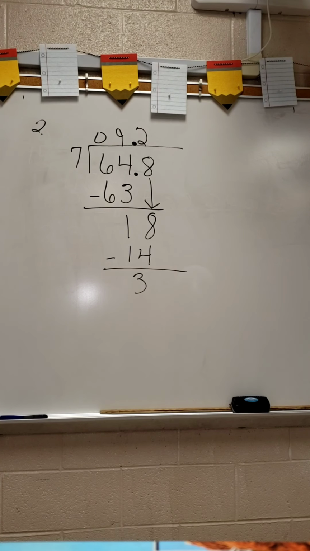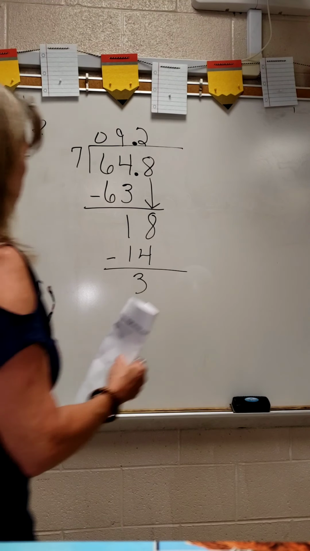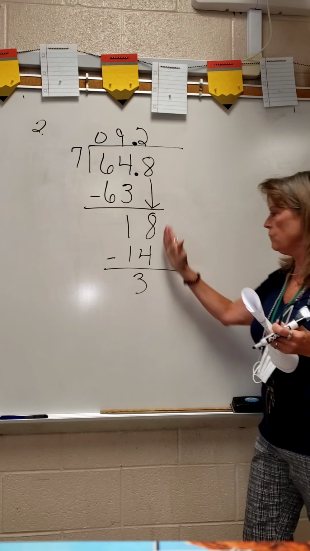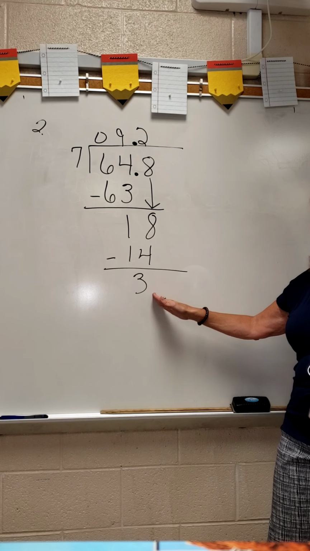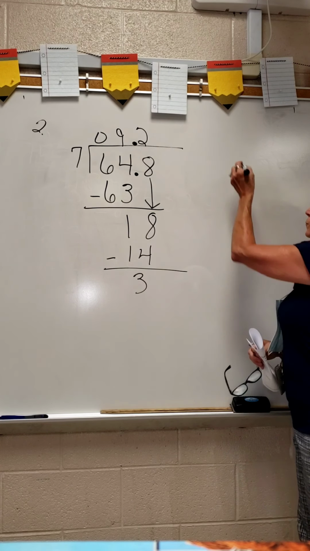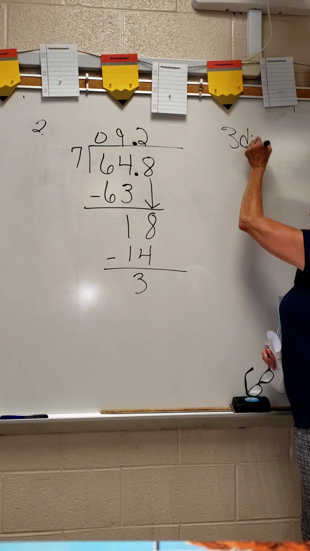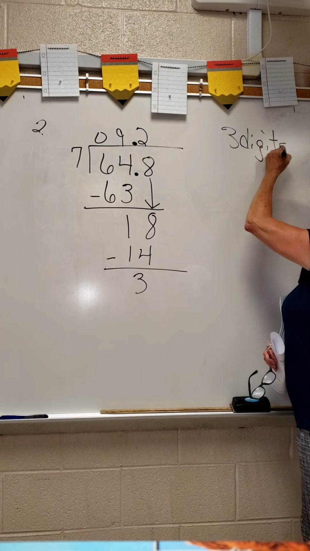Okay, for some reason it didn't record right, so we're going to start right here. If you divide this one like it's supposed to be so far, that's as far as you get. Okay? But your directions will say 3 digits. So here's what we're going to do.